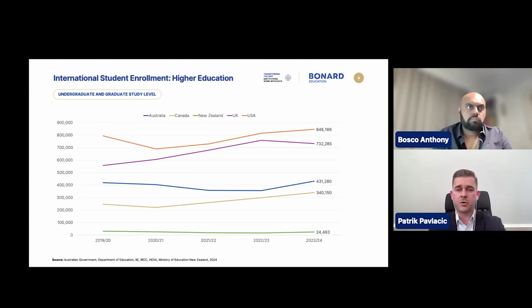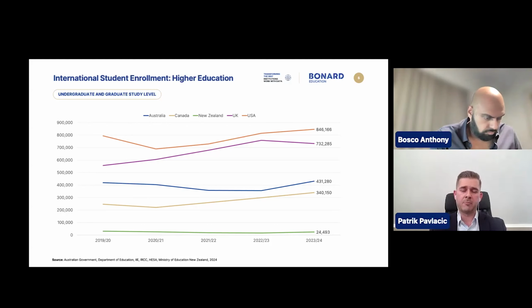We've also seen a strong recovery pace in the UK and relatively robust growth between 2019 and 2022, and then a dip in enrollment, which was mostly caused by the restriction on the ability to bring dependents for students, mostly affecting Indian and Nigerian students. We're also seeing a rebound in Australia after the border opening, as well as relatively managed growth in Canada. We're only looking at undergraduate and graduate students at the moment. And we're also seeing New Zealand very moderately growing back to the pre-pandemic numbers.